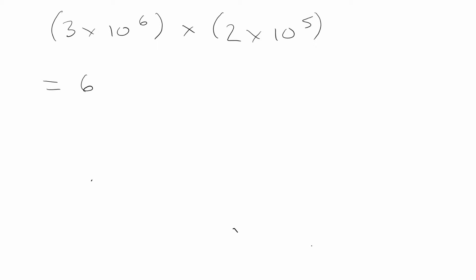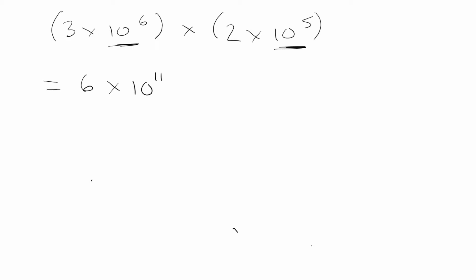So for example, if you've got a question which is 3 times 10 to the power 6 times 2 times 10 to the power 5, then what we need to do here is do 3 times 2, so 3 times 2 is 6, and then we can do 10 to the power 6 times 10 to the power 5, which we know from our work on indices that we can add those powers together, so that's 10 to the power 11. So that's the answer to that question.